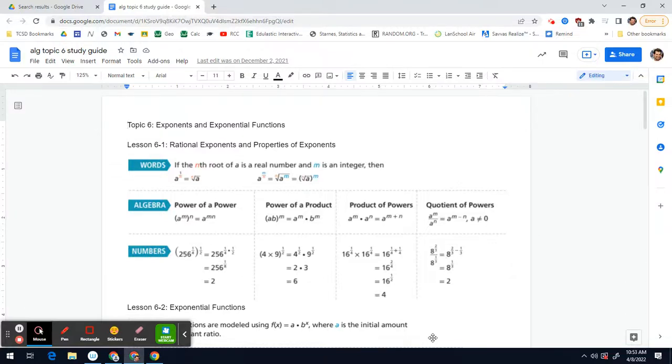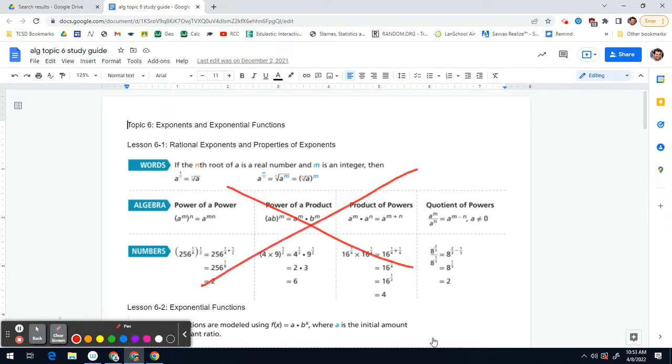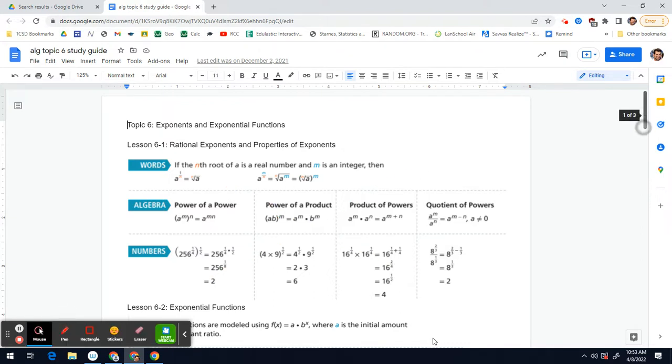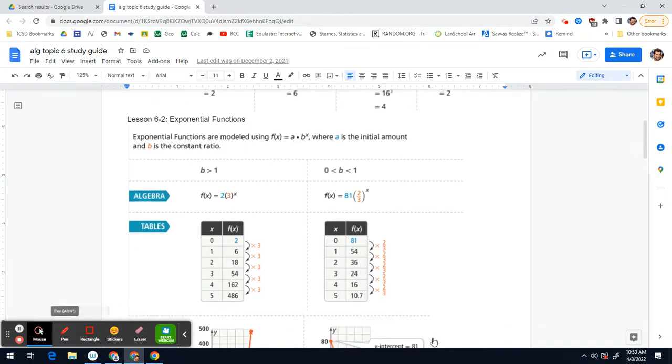Okay, Algebra OST, topic 6 review on exponents and exponential functions. So again, I don't think they'll have any exponent rule problems on there. You will see some exponential function problems. So here is the general formula.